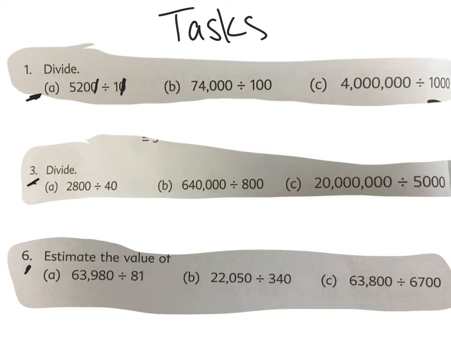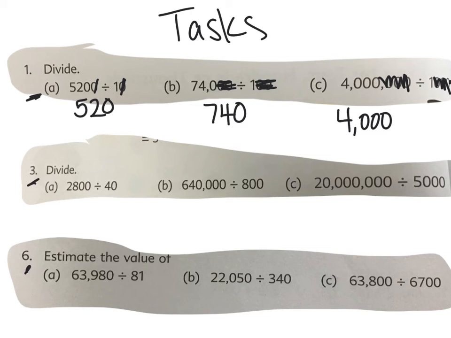5,200 divided by 10, cross off a 0. Now 520 divided by 1. 520. Cross off 2 zeros, left with 740. Cross off 1, 2, 3 zeros, 1, 2, 3 zeros, left with 4,000. Now it's going to get a little more tricky. Cross off the zeros first. 4 goes into 28 7 times with the 0 left over. Cross off 2 zeros. 8 goes into 64 8 times with 2 zeros left over.